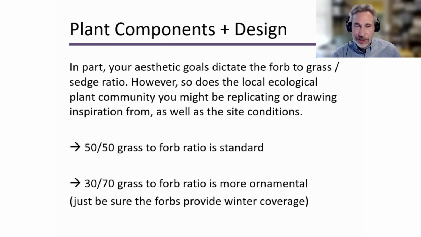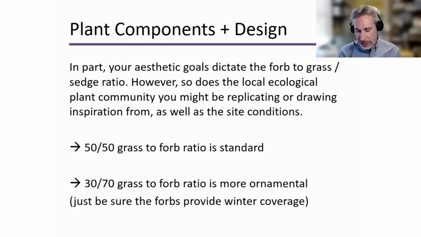So again, in part, your aesthetic goals are going to dictate the forb to grass sedge ratio. However, so does the local ecological plant community you might be replicating or drawing on. So if we're converting a cornfield to prairie, we'd probably have a seed mix, a plant mix, that would be 50-50 between flowers and grasses and sedges, okay? But I think in a more ornamental garden space, we should think more about 30-70.